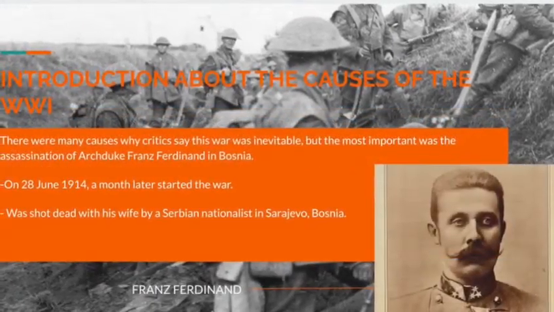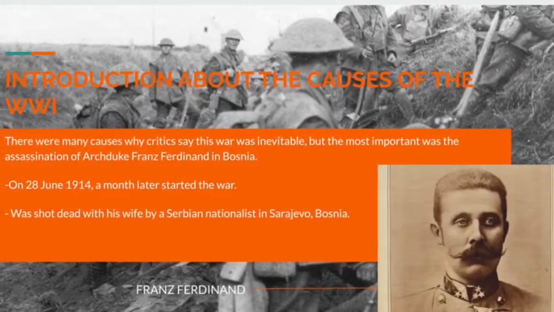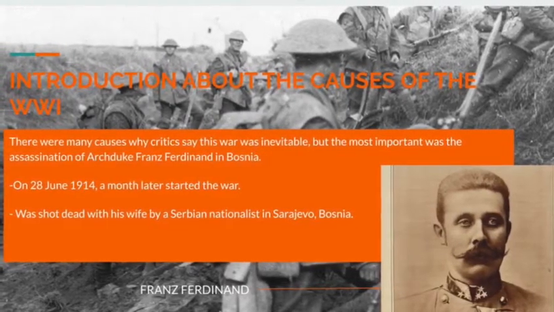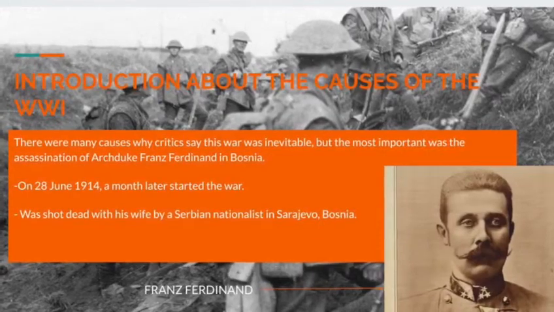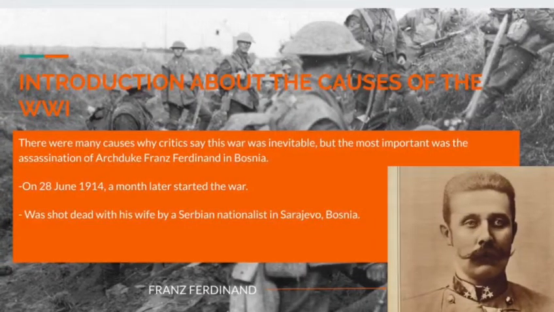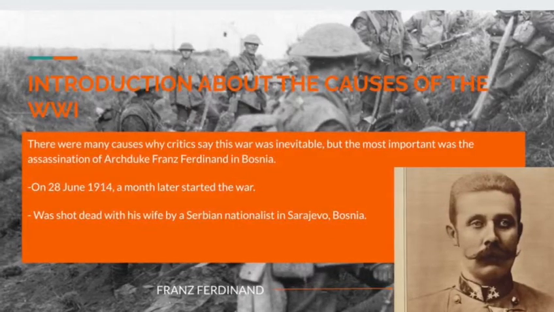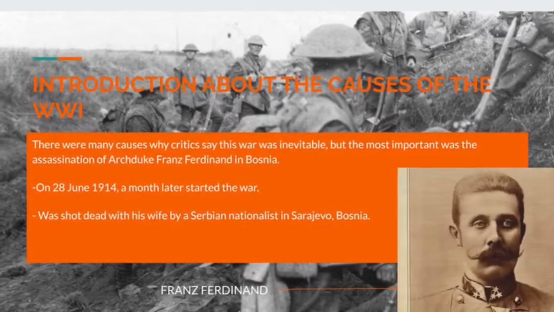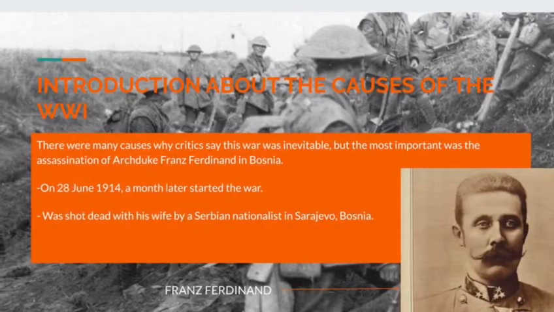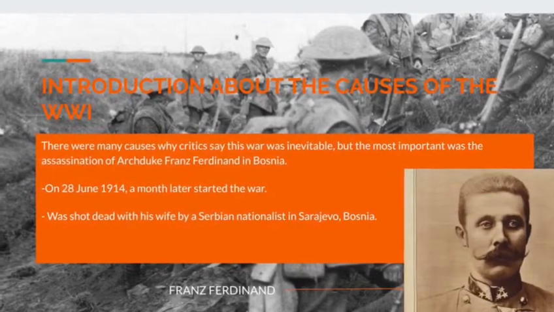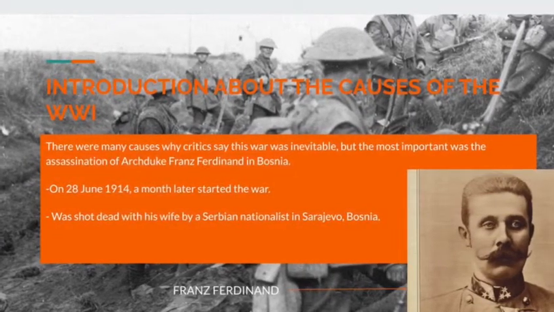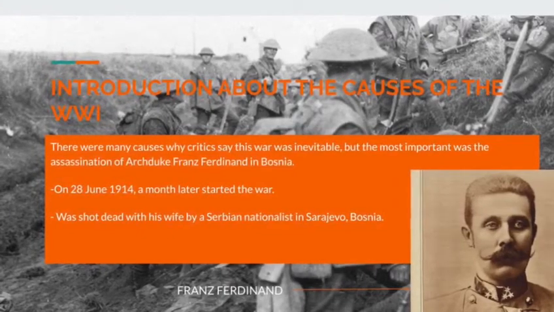Introduction about the causes of World War One. There were many causes why critics say this war was inevitable, but the most important was the assassination of Archduke Franz Ferdinand in Bosnia. On 28 June 1914, Archduke Franz Ferdinand, heir to the Austro-Hungarian Empire, was shot dead with his wife by a Serbian nationalist in Sarajevo, Bosnia.